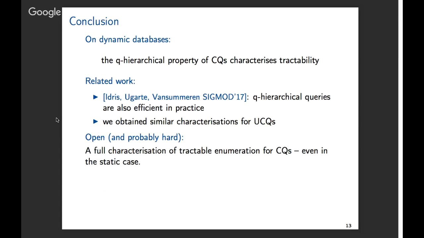One open problem that is also probably hard would be to have a full characterization of tractable enumeration for conjunctive queries, so beyond the self-join-free case, but this is also wide open even in the static setting. And this concludes my talk. Thanks.